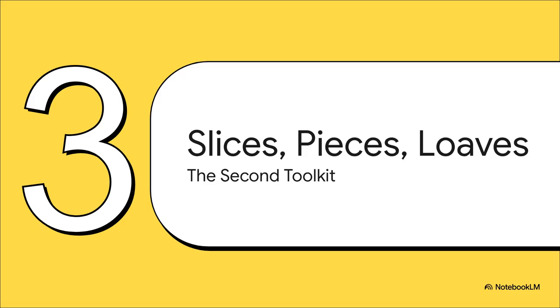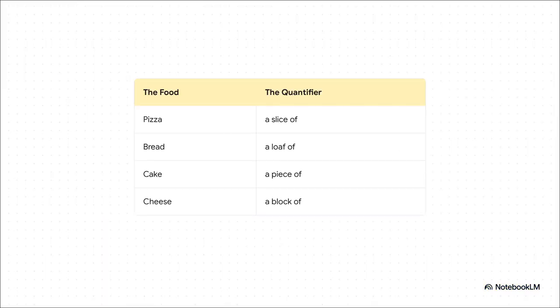Okay, so using containers is pretty straightforward. But what happens when the food isn't in a neat little package? Well, that's where our second toolkit comes in. For this, we're going to use quantifiers that describe a shape or a portion of the food. Now, this is where you'll start to notice that some foods almost always go with a very specific quantifier. You never just ask for pizza, you ask for a slice of pizza. And look at that. There's the answer to our first problem. You buy a loaf of bread. It's the same idea with a piece of cake or a block of cheese.